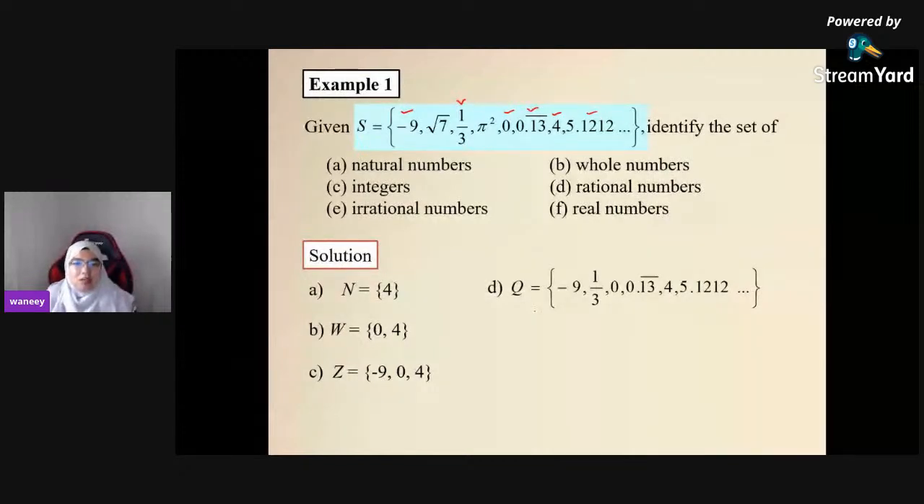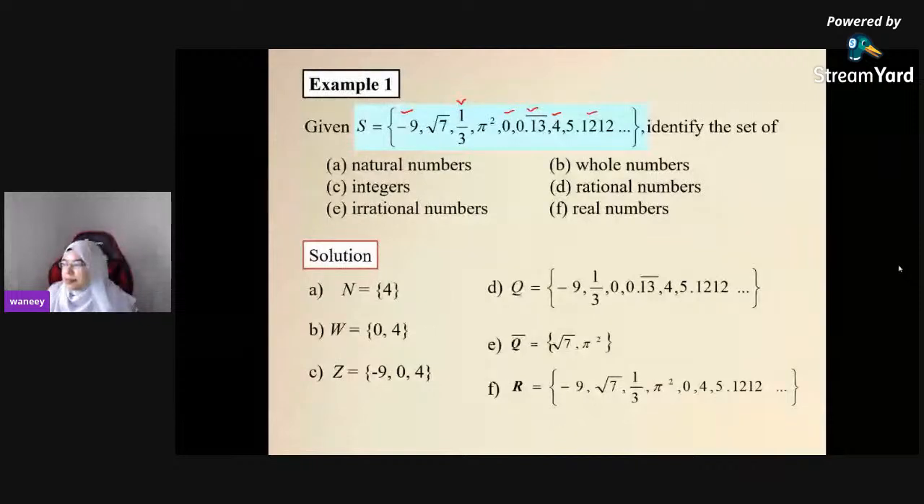And then irrational number, whatever that is not a rational number, which is square root of 7 and pi square. So the real numbers are actually everything. So those are the real numbers.